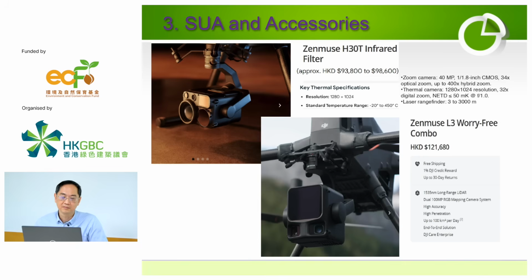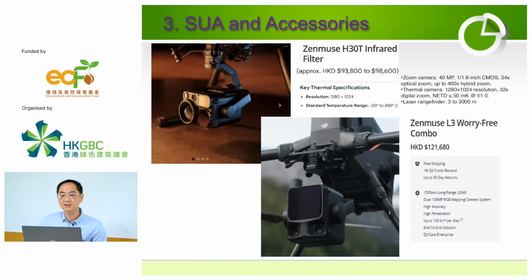But of course, there is a cost for that equipment. And the beauty is it has a high optical zoom, 34 times. But for the thermal, it is only 32 times digital. Okay, but it's better than nothing. So this is the top thermal cam available in Hong Kong at the moment.